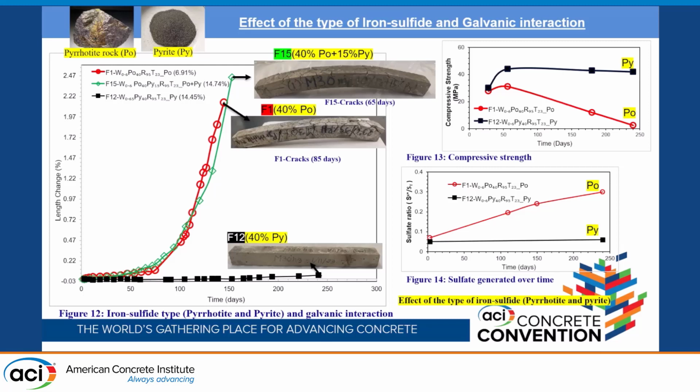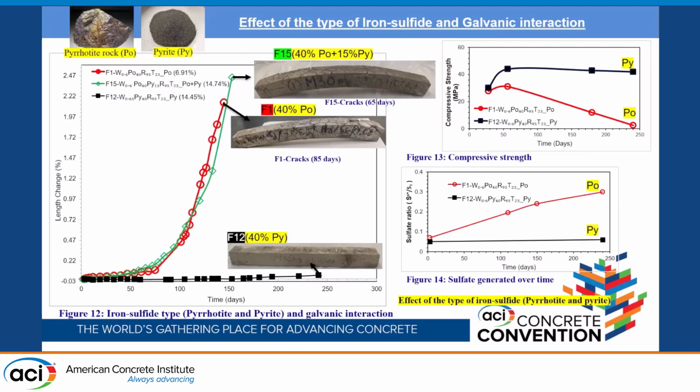Effect of the type of iron sulfide. I have selected two types of iron sulfide, pyrrhotite rock and pyrite. Here, specimen F1, cast with 40% pyrrhotite, showed the quickest expansion and completely broke after 147 days. And this specimen F12, cast with the same amount of pyrite, showed very slow expansion, no cracking, only 0.046% expansion after 240 days.